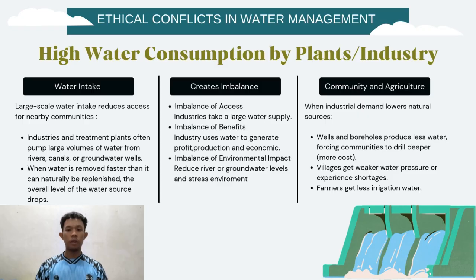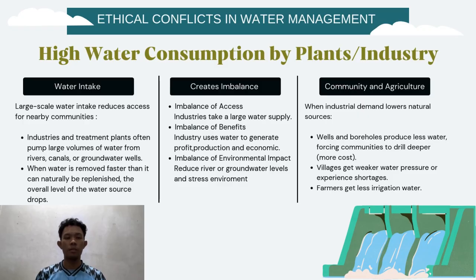So today I want to present about topic 2, water use in steam turbine, ethical management in water. On this slide, I am explaining how industry uses a large amount of water. First, water intake. Industry pumps big volumes of water from rivers or groundwater. When water is taken faster than it can naturally refill, the water level drops. This reduces water availability for nearby communities.